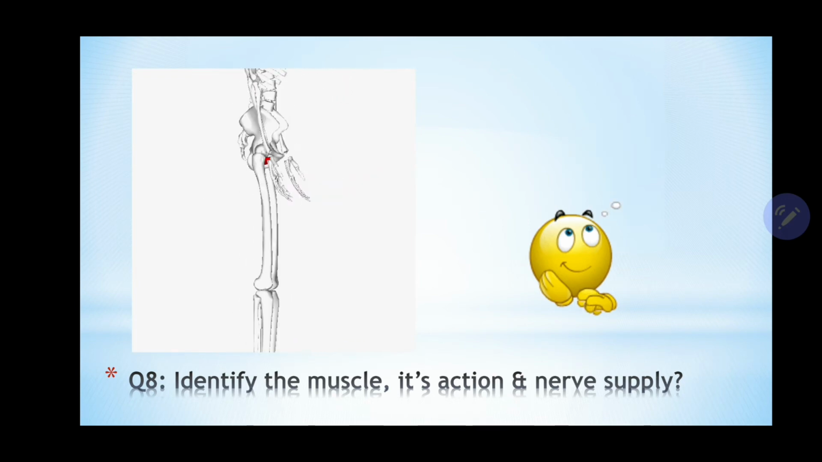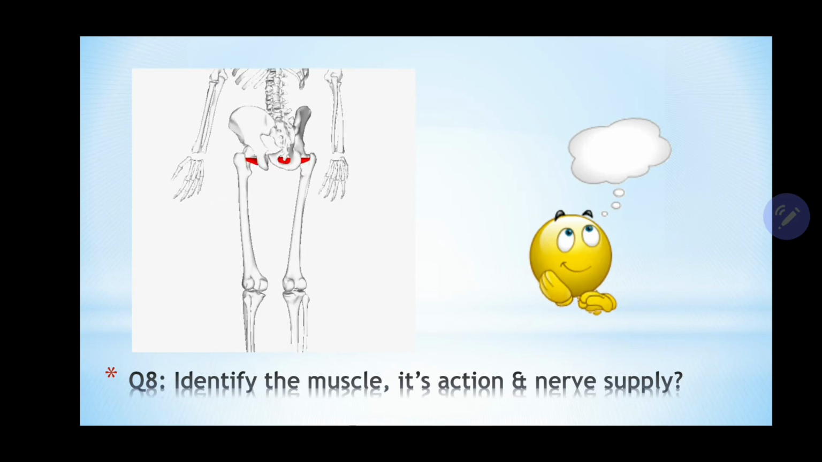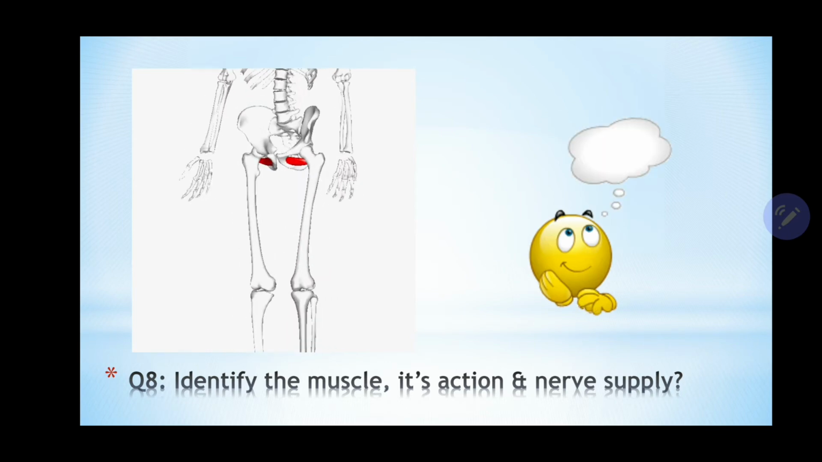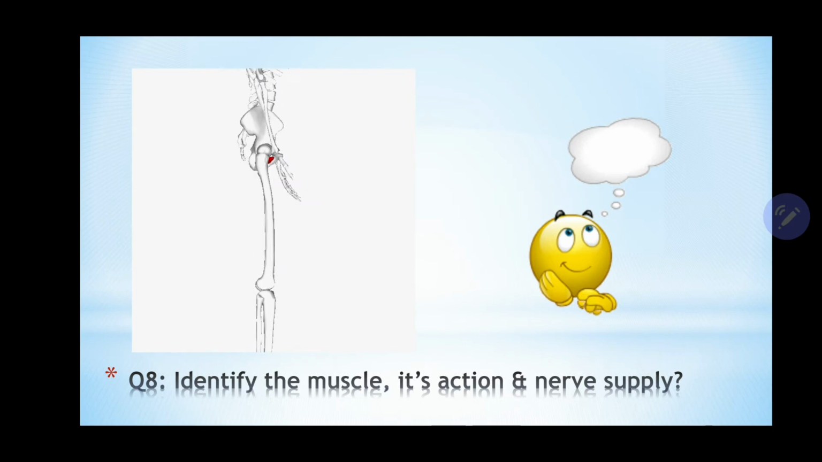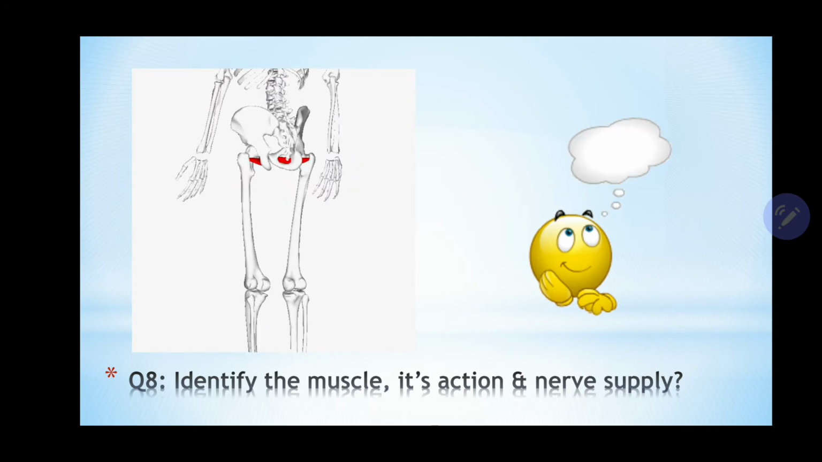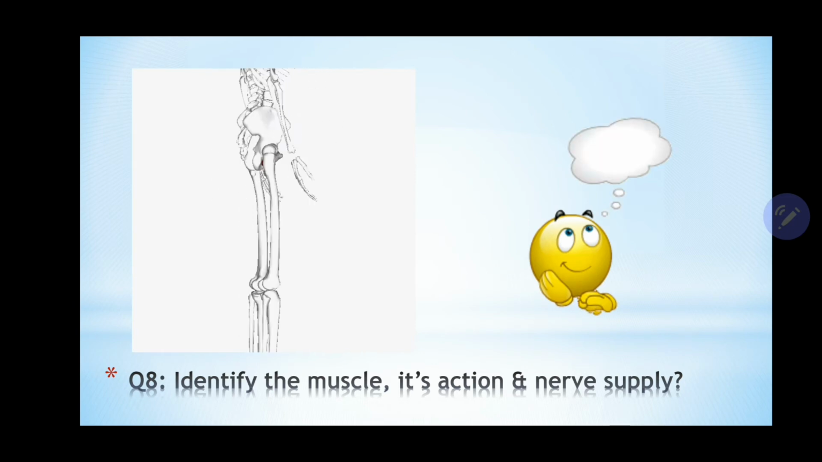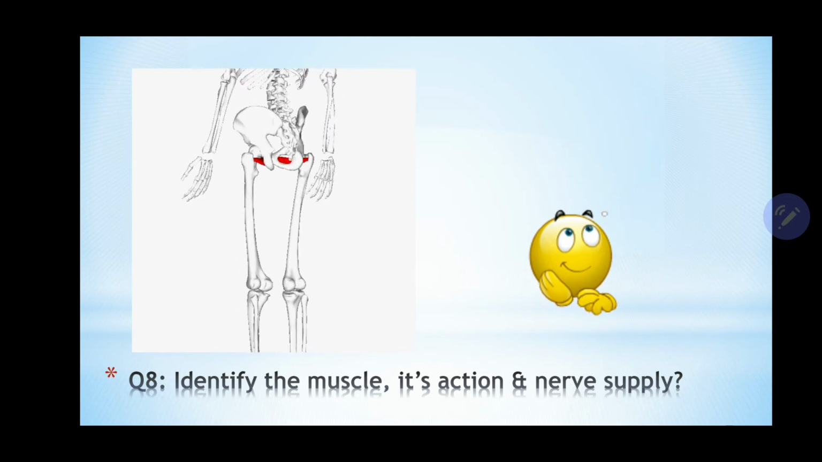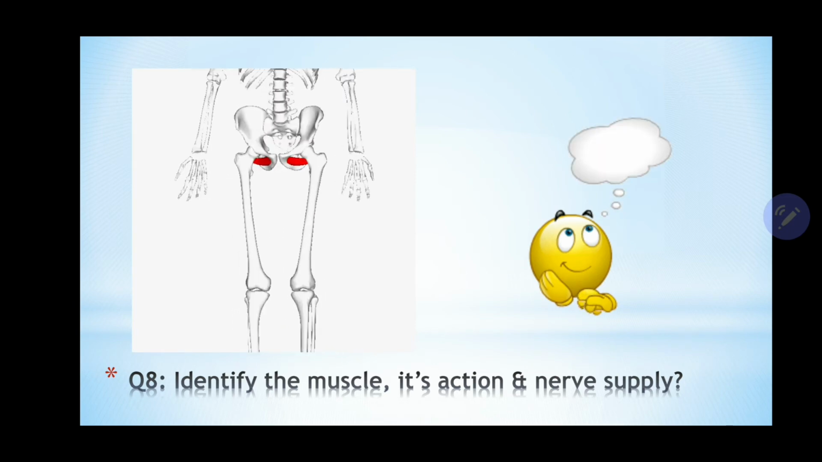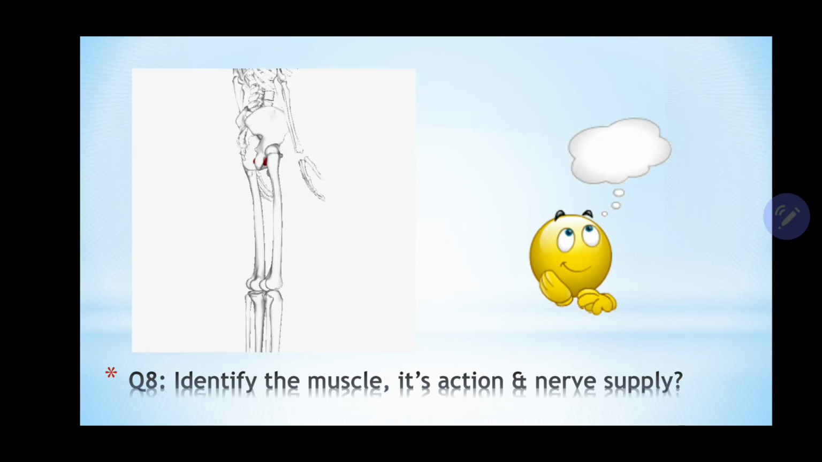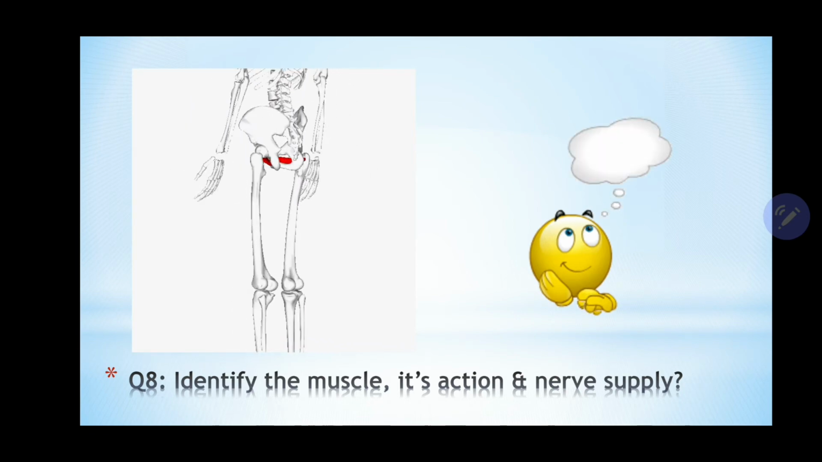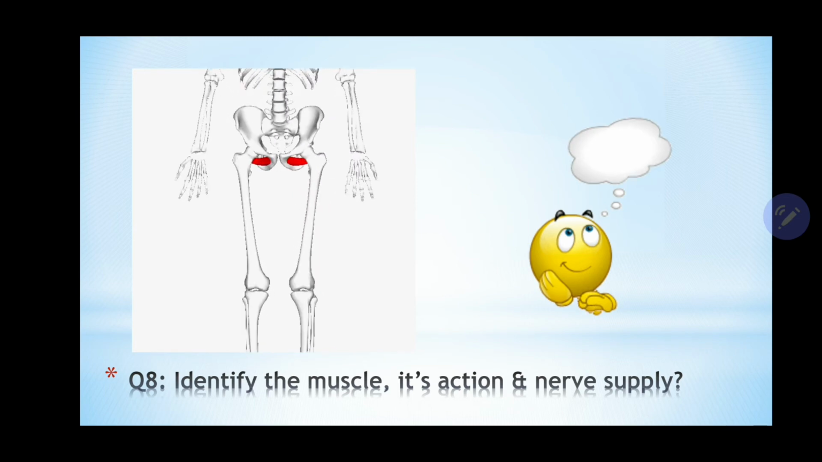There were three muscles which were inserted peripherally in the intertrochanteric fossa. Those were obturator internus and the two gemellus. But obturator externus inserts deeply into the intertrochanteric fossa. So the action of this muscle, again very easy, it will also cause the lateral rotation of the thigh.